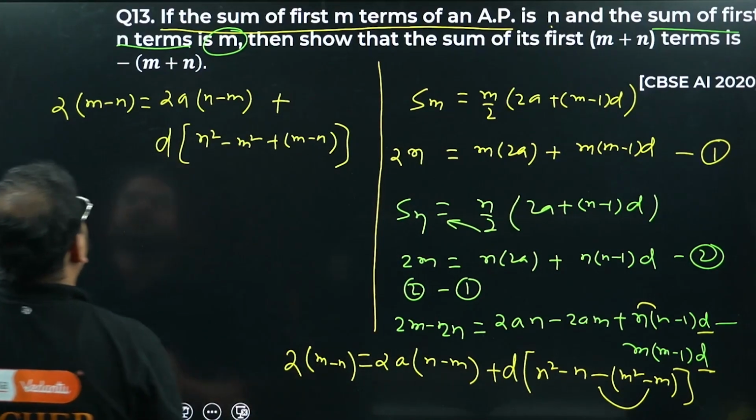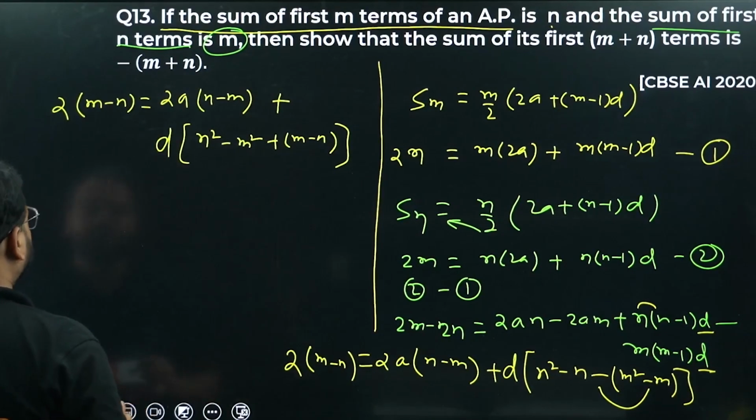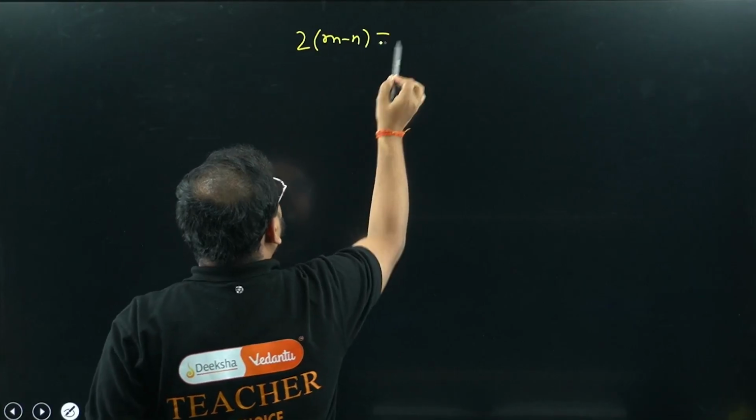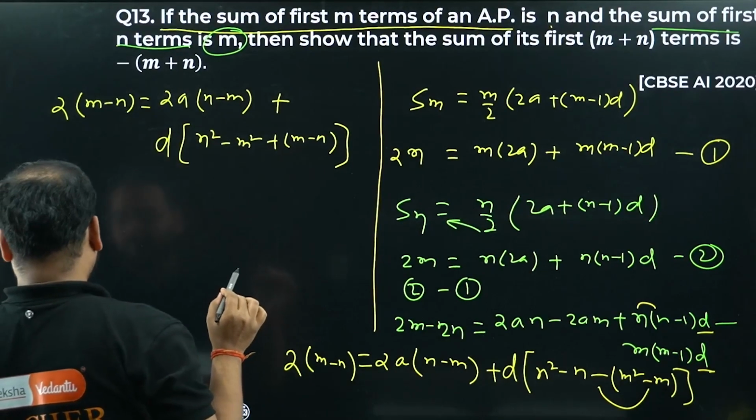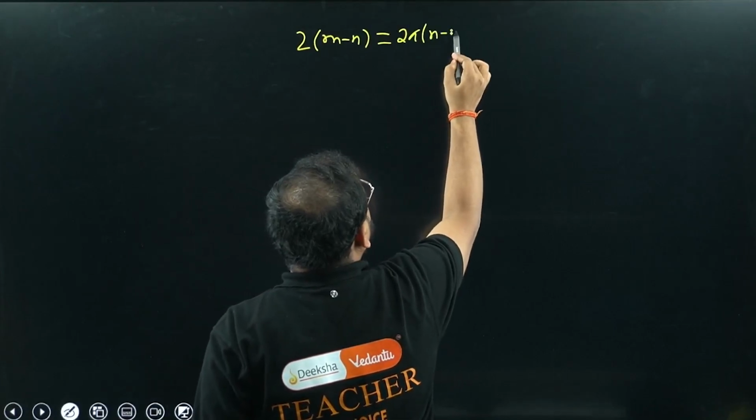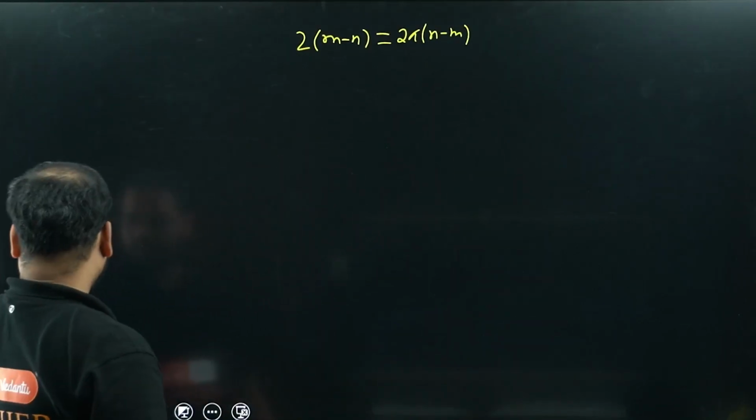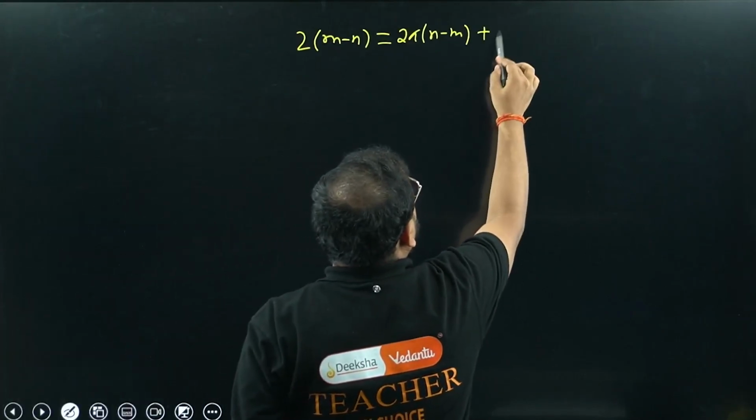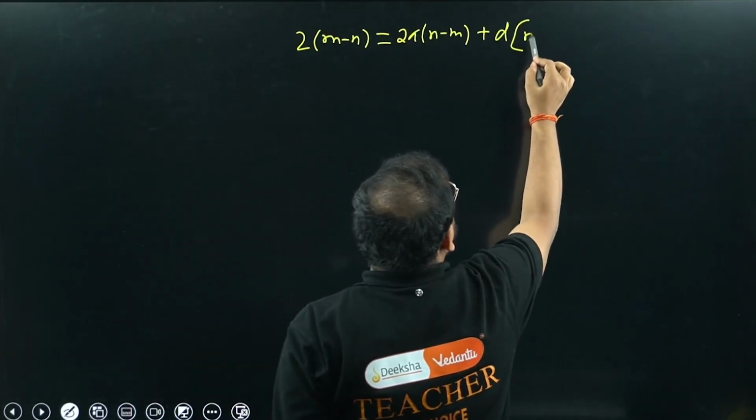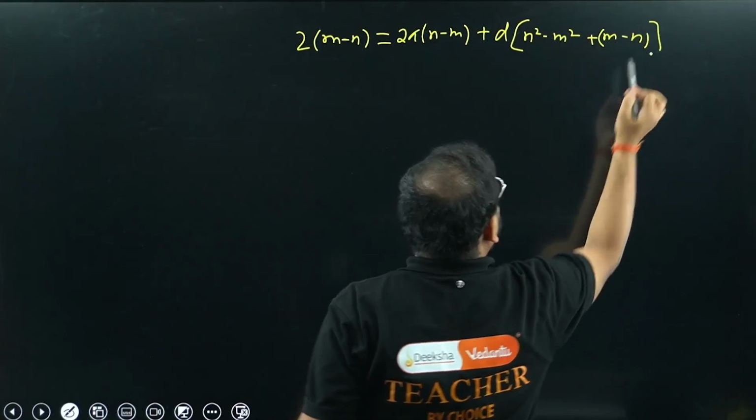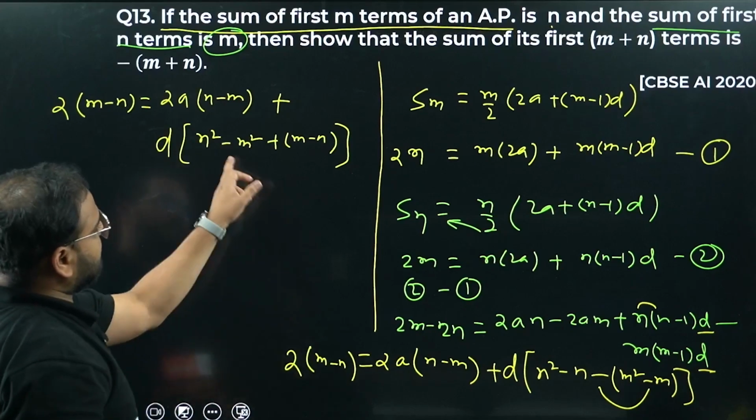Great, sir. Now let me write this over there. So 2 times m minus n equals 2a times n minus m, plus d times n square minus m square plus m minus n. Have a look, same thing I've written over there.